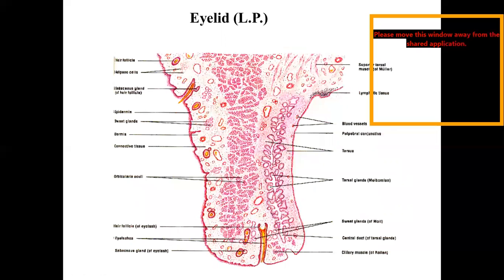The last slide is of eyelid. So eyelid is the protective covering of the eye. Histologically, you will see a structure like this. So there are many parts you see here. Your eyelid also has eyelashes.